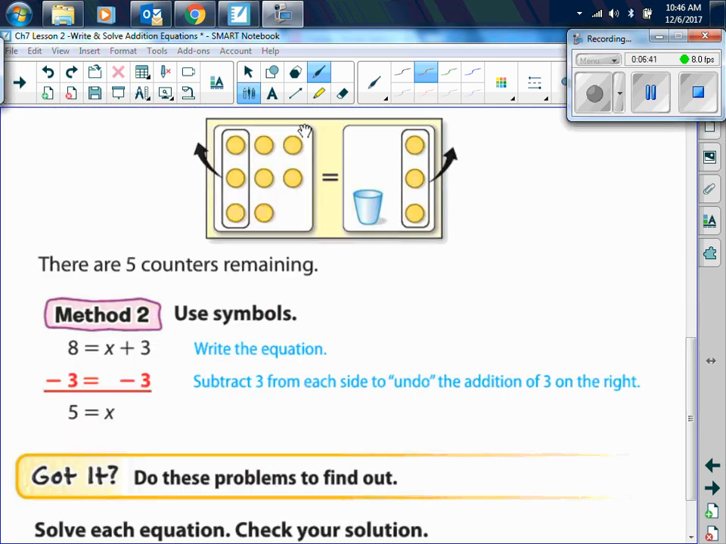Method 2 is showing the algebraic work. Okay? So here we have 8 equals x plus 3. What did we do in the picture? We subtracted 3 because we wanted to get the x by itself. So here we subtract 3. Then you can see that cancels, x is by itself, and then we have 8 minus 3, which is 5.